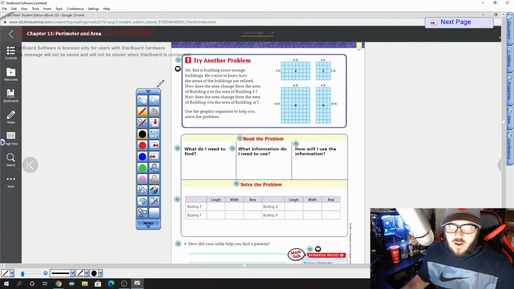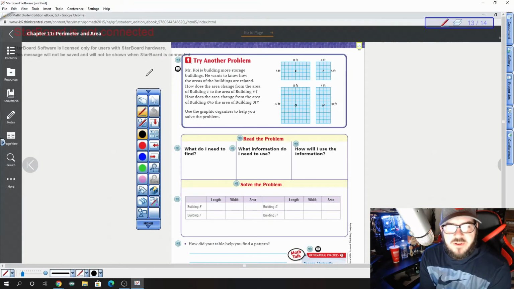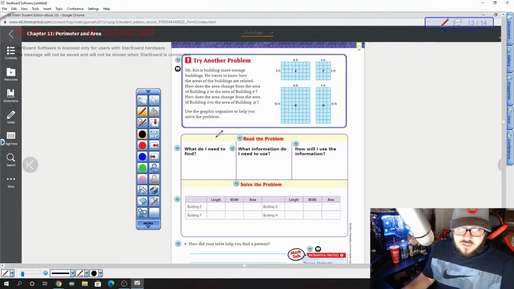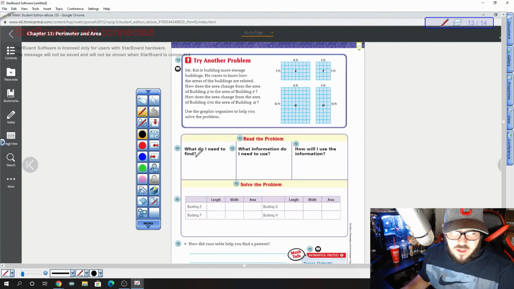Let's try another problem. Mr. Coy is building more storage buildings. He wants to know how the areas of the buildings are related. How does the area change from the area of building E to the area of building F? How does the area change from the area of building G to the area of building H? Use a graphic organizer to help us solve the problem. So we're trying to figure out from E to F and from G to H.